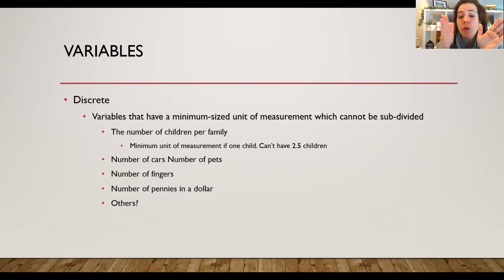But going back, number of children per family, that is a discrete number. I don't have like 3.4 children. I have 4, all of them. Sometimes I feel I have 5, but let's not digress into that conversation.